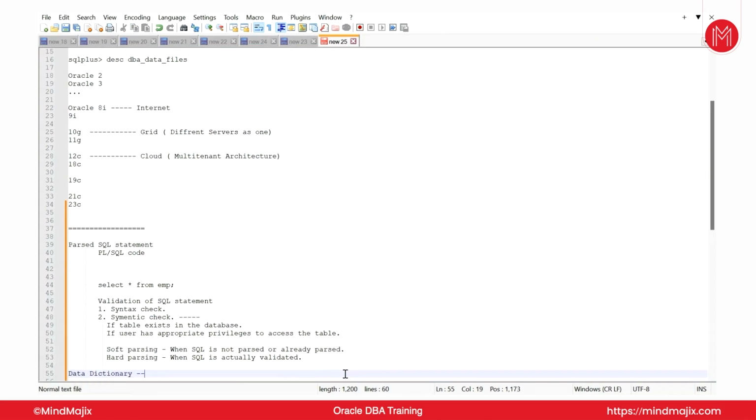Data dictionaries are nothing but views and tables, which are stored in either the SYSTEM tablespace or the SYSAUX tablespace. So, Keshav, if you are not familiar with the word tablespace, it's okay, you can leave it. You can consider it as the data file. So, what is the data dictionary? These are the views and tables.